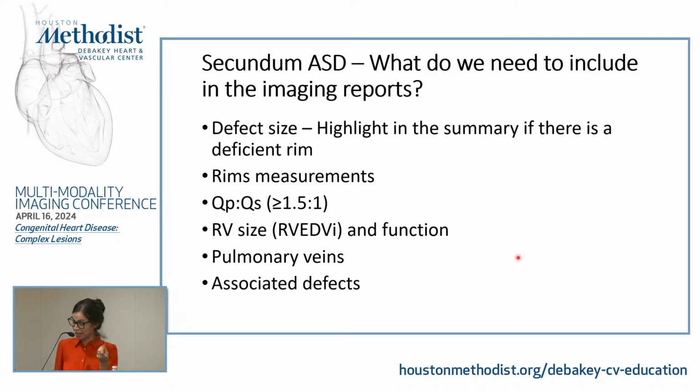Then the RV size, in MRI, we use RV end-diastolic volume index to BSA. When the patients have a very high BSA, this index number can be misleading. So what else do we report? Yes, Amber. So we report the RV end-diastolic volume to LV end-diastolic volume ratio, yes?